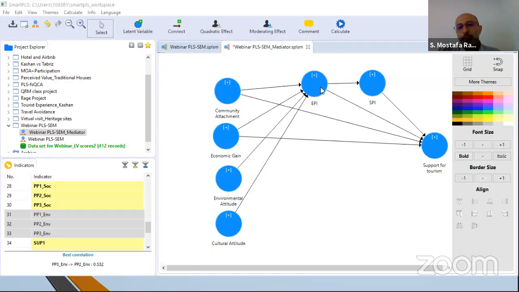You say EPI is supported by one theory, and SPI is supported by another theory, but you don't have any support for the relationship between EPI and SPI. Then you cannot hypothesize a serial mediator. So this is an example of network modeling. It's not possible to hypothesize this serial mediator, because for a serial mediator you need to support by theory all paths of your indirect effect.